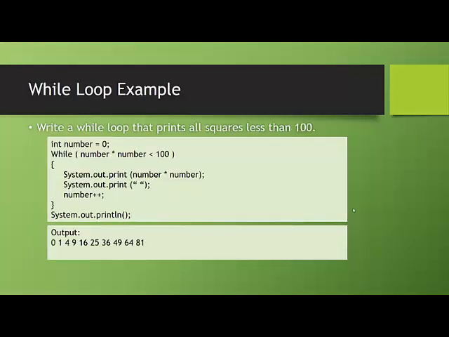Let's take a look at an example of a while loop. Here we've written a program that is going to print all the squares less than 100. So we're going to start our numbering at 0, and we're going to take that number and square it, or raise it to the power of 2, until that square is equal to 100.